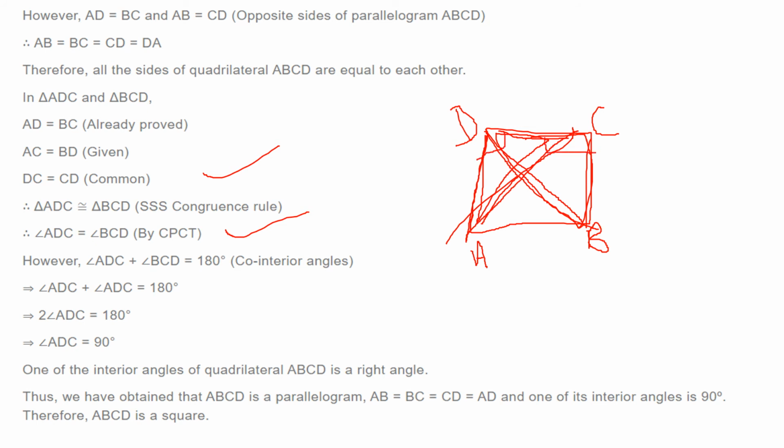CPCT. In a parallelogram, by using the co-interior angle property, angle D plus angle C would be 180 degrees. So D plus C is 180 degrees. So one angle would be 90 degrees because both are equal. If in a quadrilateral or parallelogram all the sides are equal and the angle is 90 degrees, then it becomes a square. Hence, it is a square. This question was a little lengthy. If you are not getting it, you can ask me in class also.